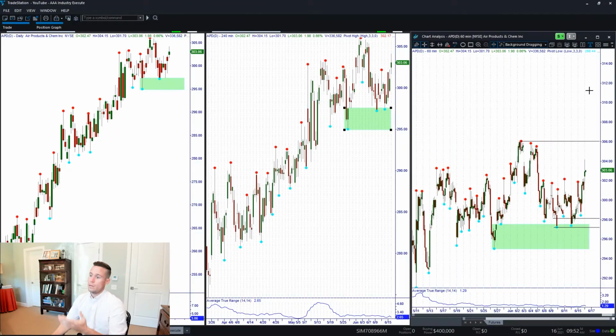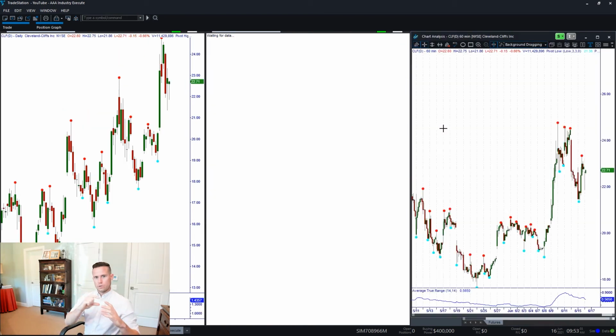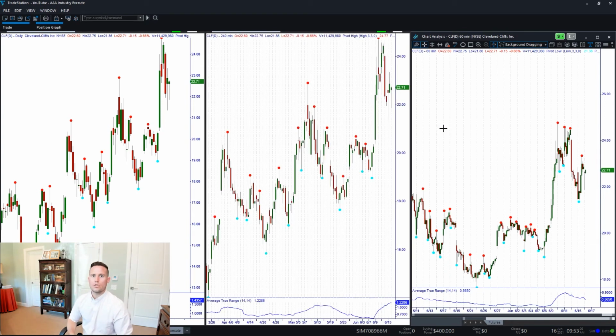Uptrends make higher highs and higher lows, higher swing highs and higher swing lows. And that's essentially what you do. So you just find your demand zones and then make those demand zones smaller on intraday charts and wait for price to come back down.